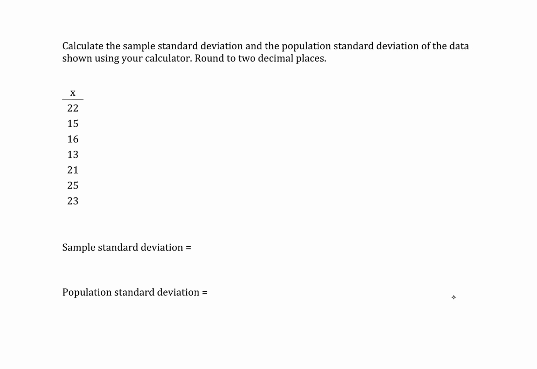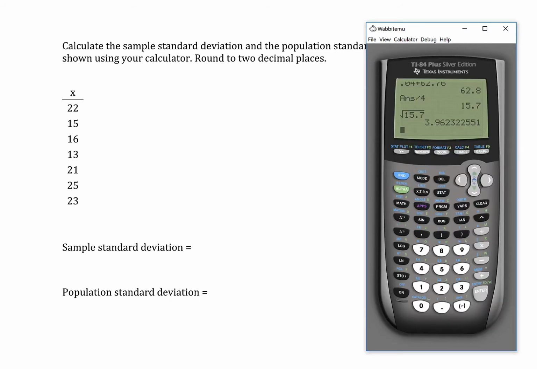Calculate the sample standard deviation and the population standard deviation of the data shown using your calculator. Round to 2 decimal places. All right, so to get the sample standard deviation and the population standard deviation, there is an easy way of doing that in the calculator all at once. What we need to do first is put our data into a list.